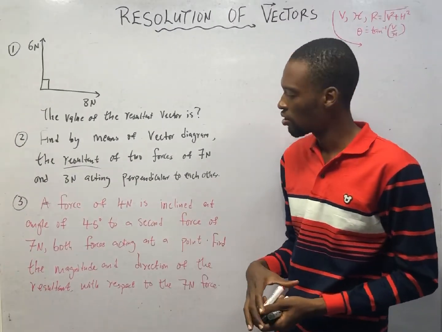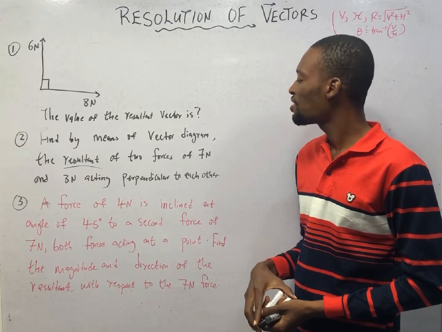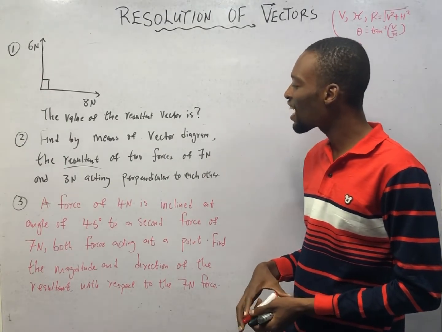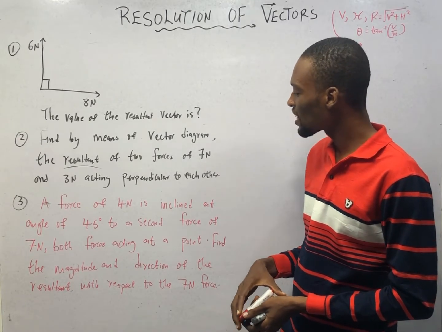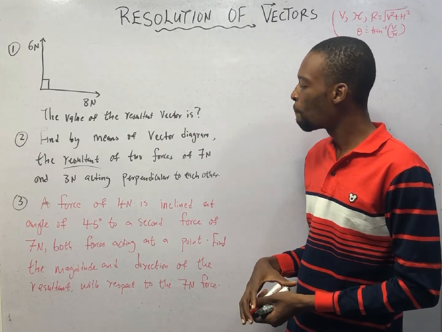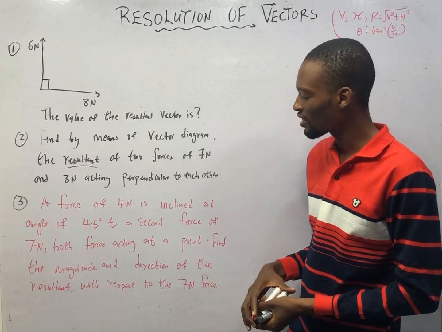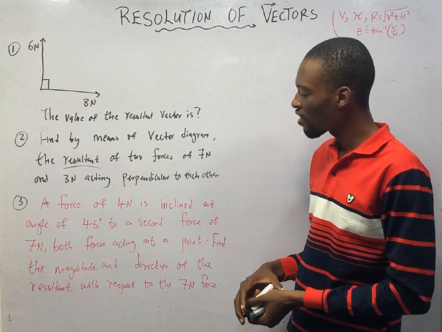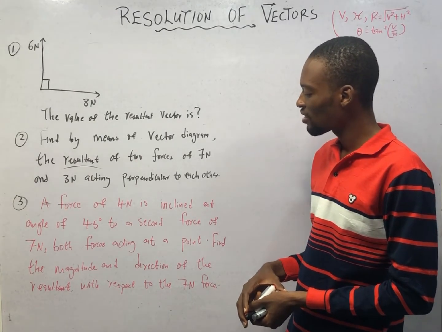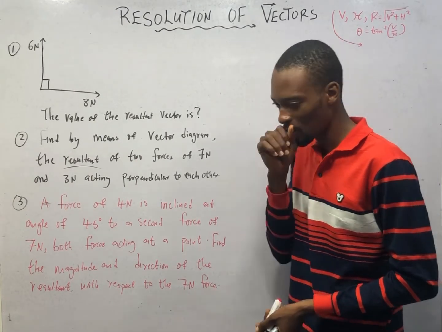A force of 4 Newton is inclined at an angle of 45 degrees to a second force of 7 Newton. Both forces acting at a point. Find the magnitude and direction of the resultant with respect to the 7 Newton.